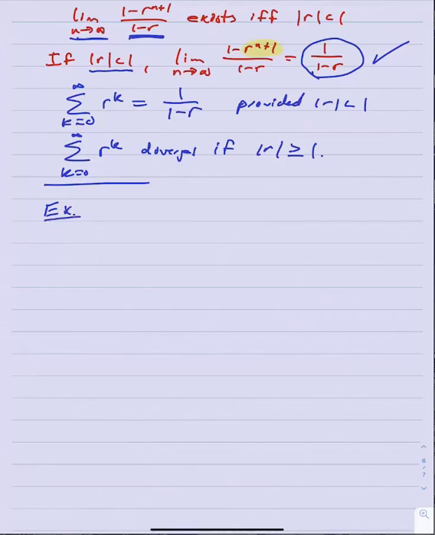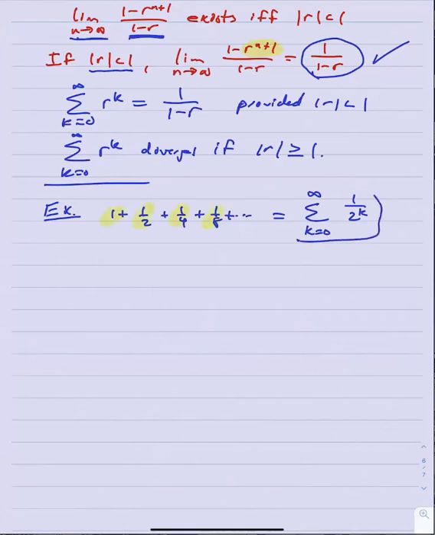In fact, we can go back and look at the example we already worked on, which was that 1 plus 1 half plus 1 quarter plus 1 eighth series, which we said was a summation. We could write it as k equals 0 to infinity of 1 over 2 to the k. And just check that to make sure that when k is 0, and k is 1, and k is 2, that I get these terms.